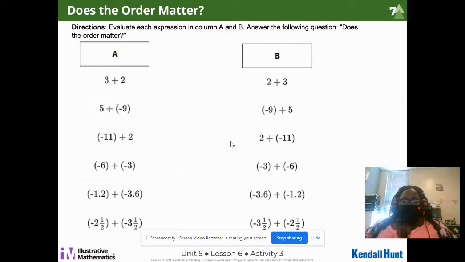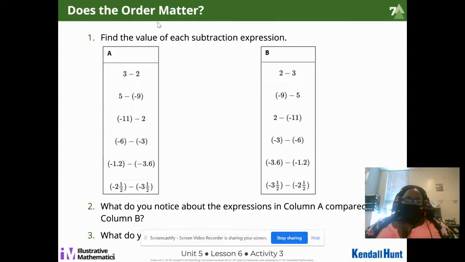On the next one, literally, you're just simplifying like we did in the last lesson. From evaluate, simplify column A, simplify column B, and then it asks you, does the order matter? So you're going to look at from A to B to answer yes or no, whether or not the order matters. You're going to do the same thing here. And then they're asking you to compare column A and B. And then it also asks you, what do you notice?